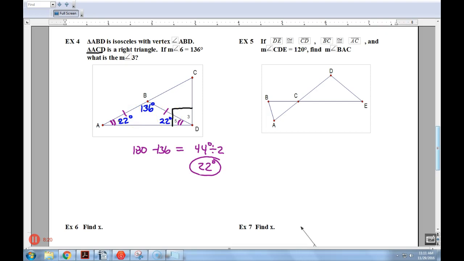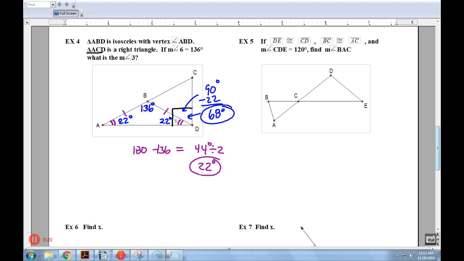And now to get angle 3 that I'm looking for, it's a right angle, so it's 90 degrees minus the 22 that I have, and that leaves me with 68 degrees as my answer for angle measure 3. 68 and 22 would come out to be 90. And I could get everybody else if I wanted as well.